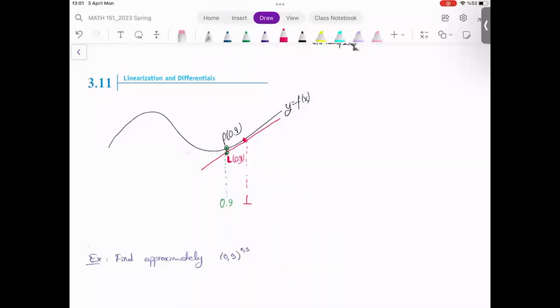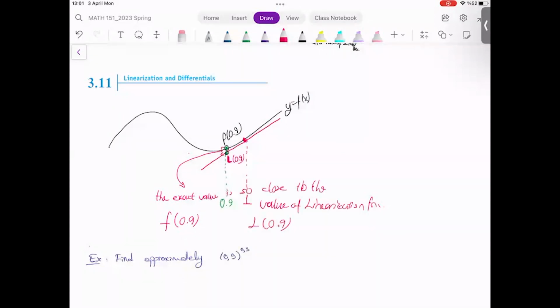The importance of linearization function is the following. As you noticed here, the exact value of the image, which is this one, f of 0.9, is so close to the value of the linearization function. So what is the image on the linearization function? It is L of 0.9. And the importance of linearization function is this: they are so close.